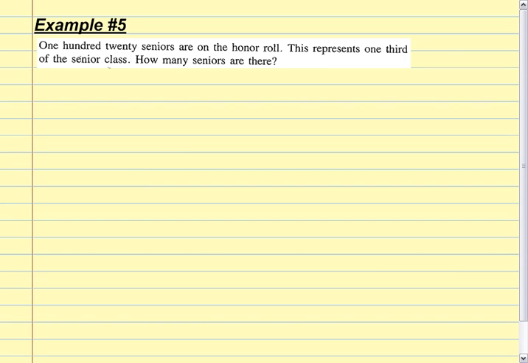Example 5. 120 seniors are on the honor roll. That's not bad, unless there's 150,000 seniors. 120 seniors are on the honor roll. This represents 1/3 of the senior class. How many seniors are there?